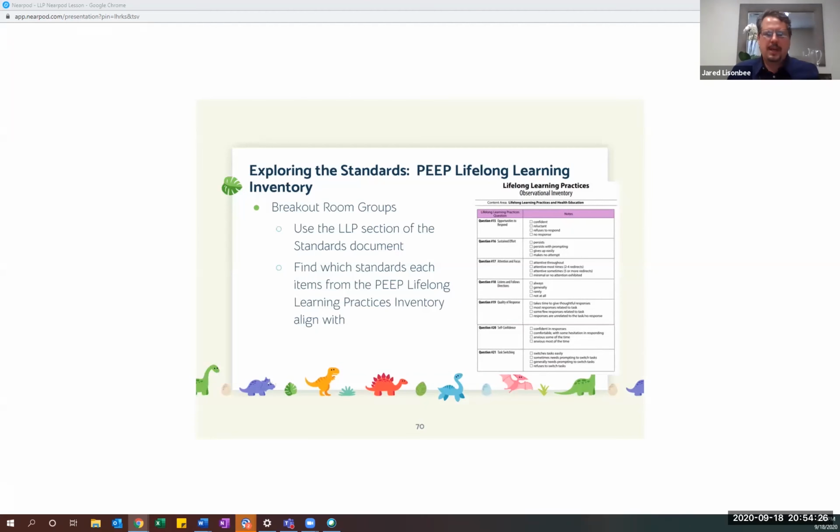We won't do this breakout. There is a little worksheet handout in your folder. It's just kind of a little challenge to be thinking about the bigger picture. I would encourage you, here's your homework. Use the information from the lifelong learning practices section of the PEEP to go through and look at where they fit into the lifelong learning practices standards.